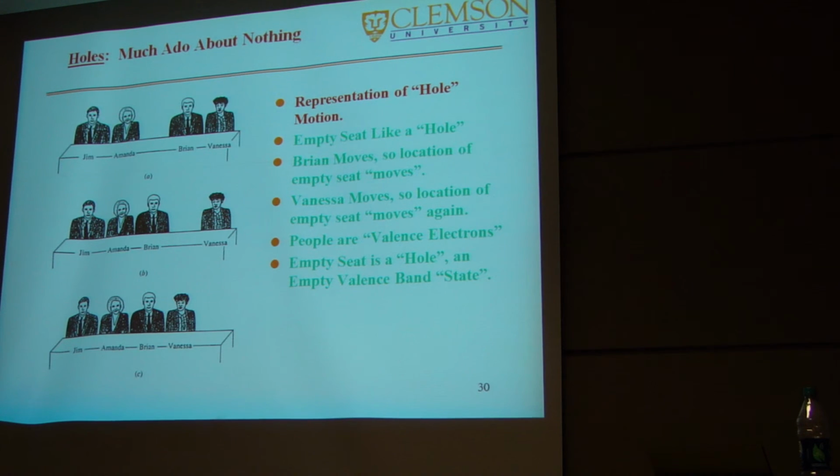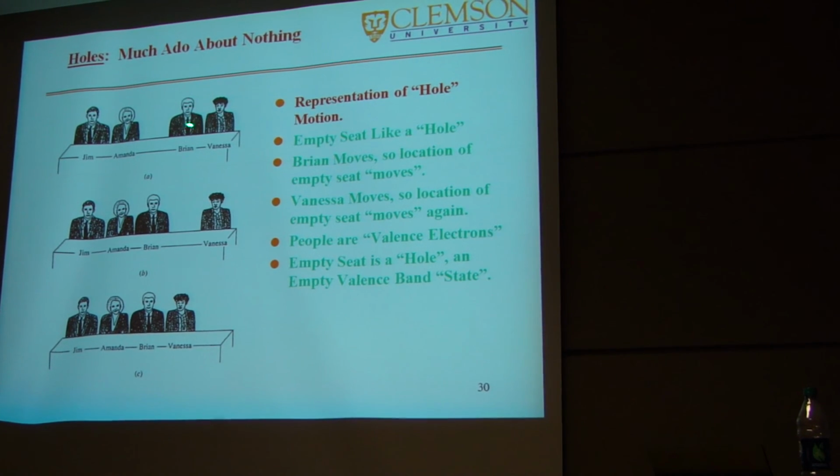Let me talk a little bit more about holes, a fun way to look at them. If you look at this table with 5 seats, there used to be a person sitting here, but they got up and left and went upstairs. So if you think of the people as electrons and the empty seats as a hole, that person leaving and going upstairs into the conduction band left a vacant seat here. Now, if Brian moves to the left, then the vacant seat moves to the right. If Vanessa then moves to the left, then the vacant seat moves to the right.